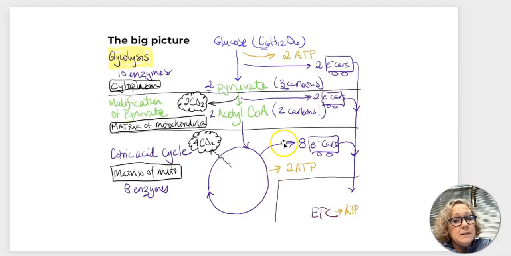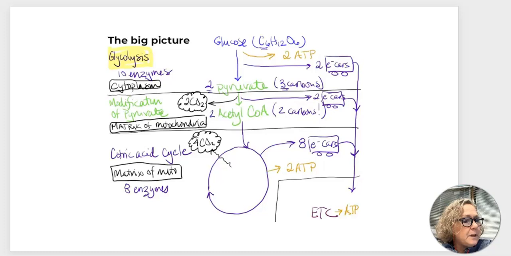You also get 2 electron carriers here, 2 electron carriers here, 8 electron carriers here. You get 2 ATPs here and 2 ATPs here. But mostly the magic happens in the electron transport chain where you get 36. Okay? So all of this is just to fuel the electron transport chain.